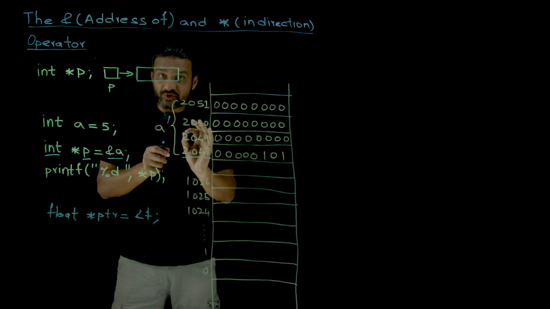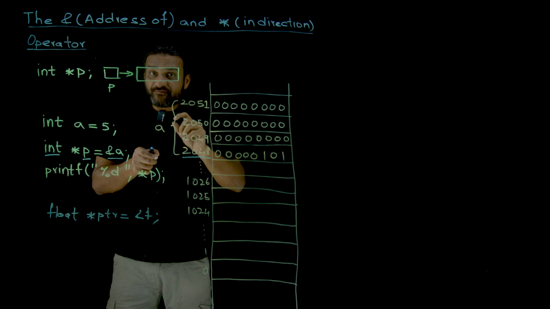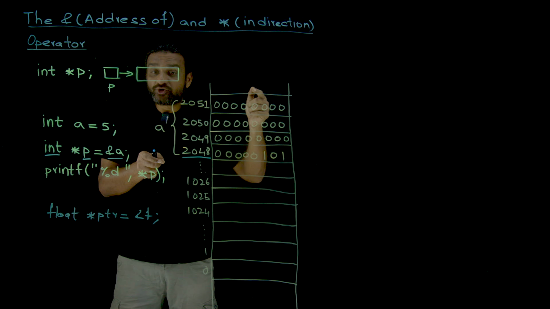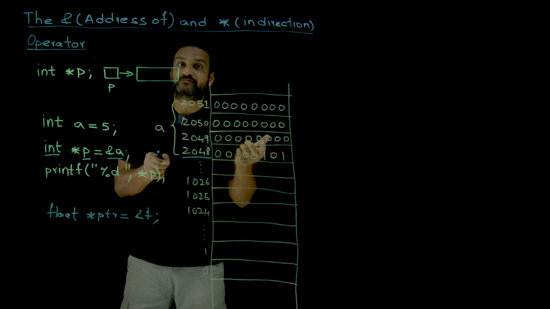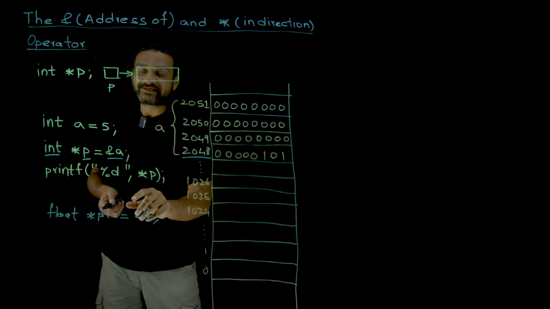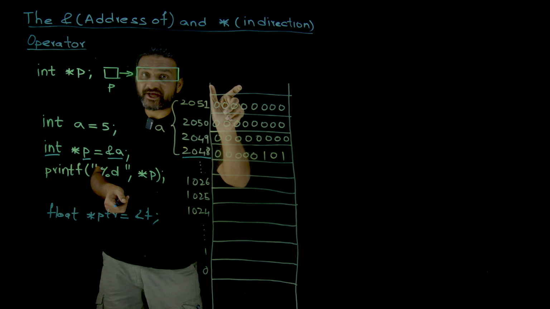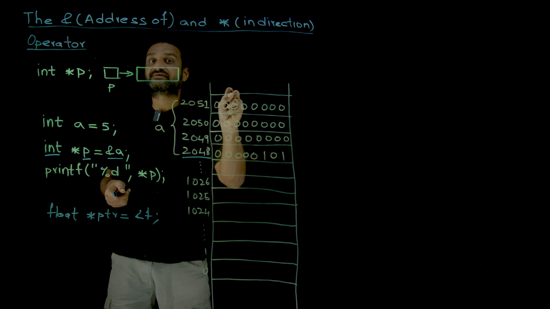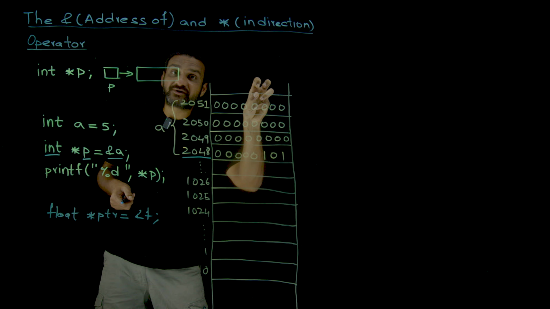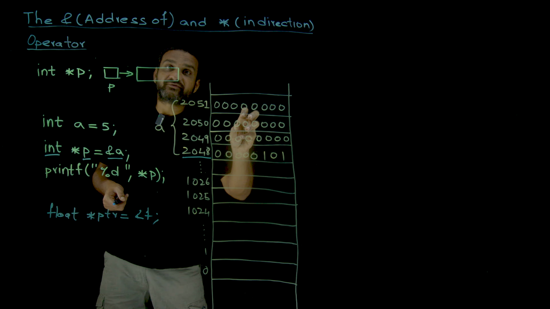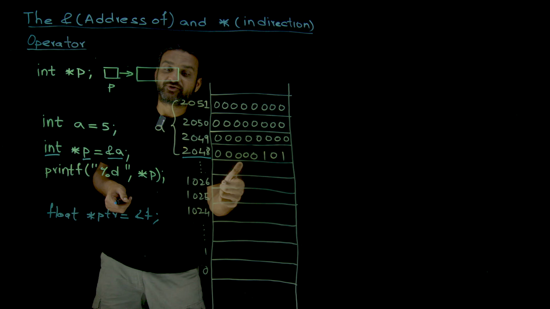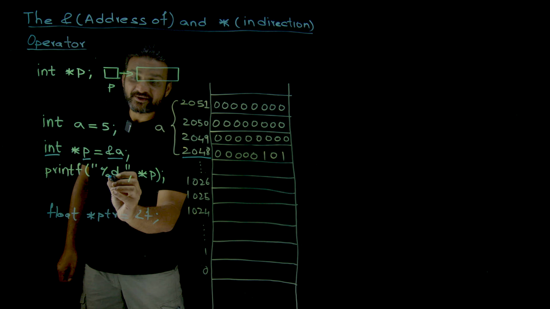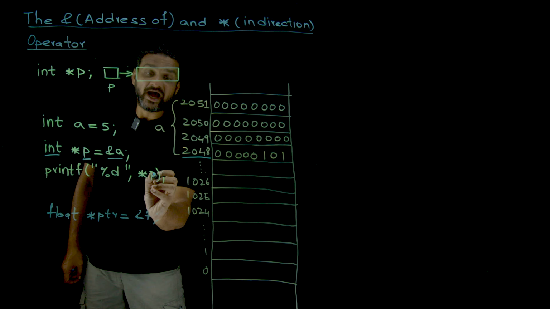Now, what does the indirection operator mean? If you want to access the value stored in a variable to which a pointer is pointing to, in order to get access to that particular value, we use this star p. Now in this printf statement, I am printing %d star p.